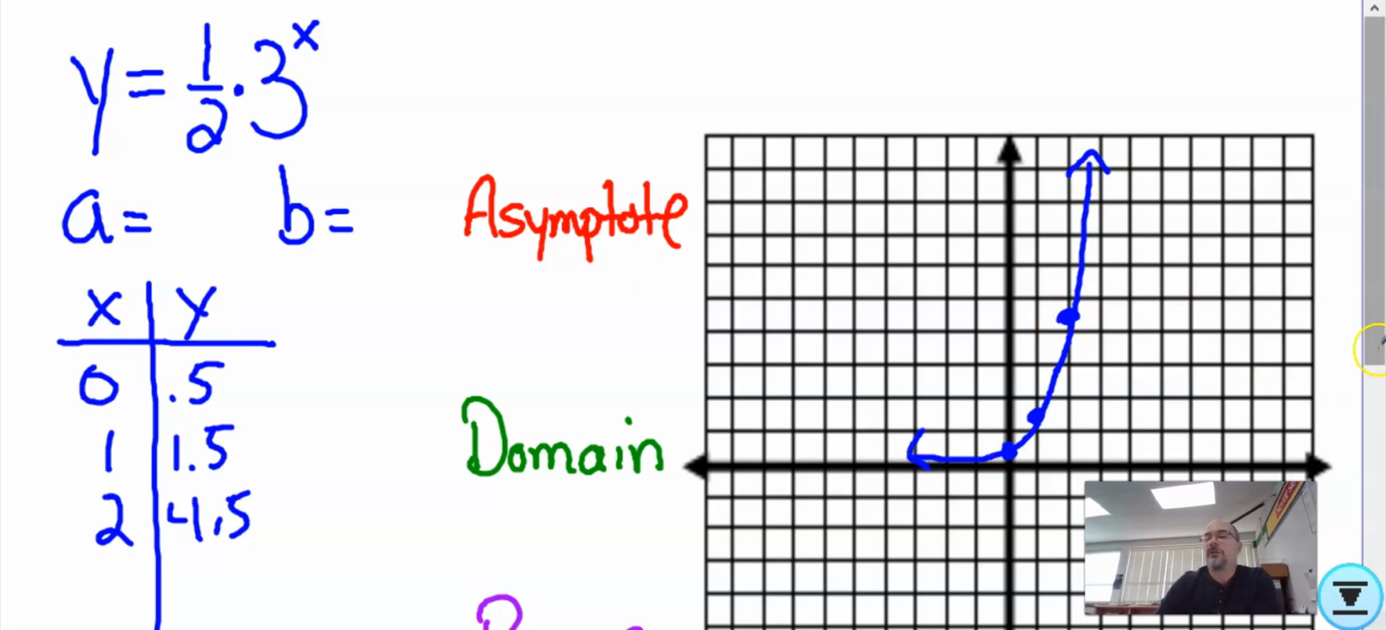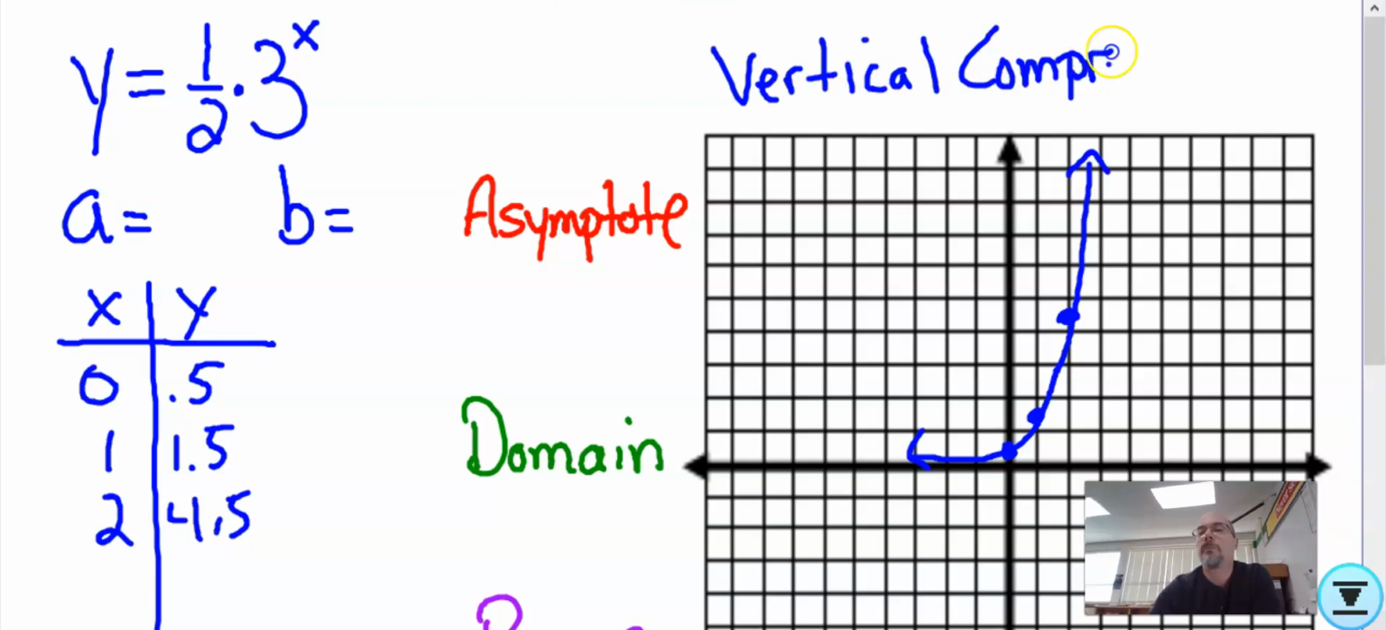Okay, well, ladies and gentlemen, what that half did was it's compressing it down. Okay, we've done this before. How does that 1/2 affect the graph? Well, this is a vertical compression. Okay, it's a vertical compression.